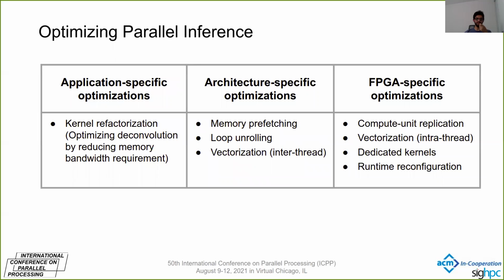However, due to the differences between the fixed architecture hardware and reconfigurable hardware, some additional optimizations were required for FPGA implementation to reduce the execution time. These include compute unit replication, intra-thread vectorization, use of dedicated kernels, and runtime deconfiguration.